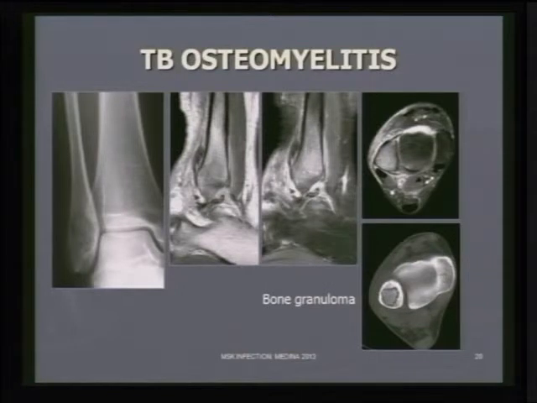A young lady presenting with ankle pain. On the plain radiograph, we see just an area of poorly defined bone lysis containing some mild increased bone density. There's no expansion of the bone or cortical destruction. Very difficult to appreciate the lesion itself on MRI. What we do see is extensive marrow edema and soft tissue edema. We can't clearly identify the lesion itself. But on CT, we beautifully demonstrate this large granuloma with a thin lytic margin and mild surrounding sclerosis. And this is an example of a TB granuloma within bone.